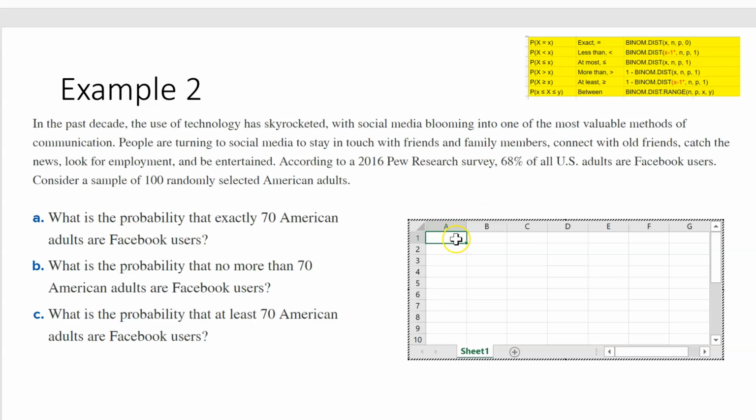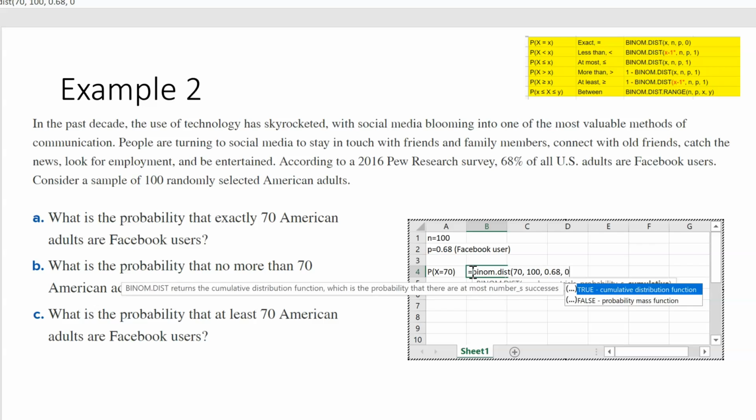So what that's saying here is that n equals 100 and p is equal to 0.68, and that means that they are a Facebook user. That's the success idea, that they are a Facebook user. So what is the probability that exactly 70 Americans are Facebook users? That's the probability that X is equal to 70. So that's binomial distribution. So 70, our number of trials is 100, 0.68, exact is 0.